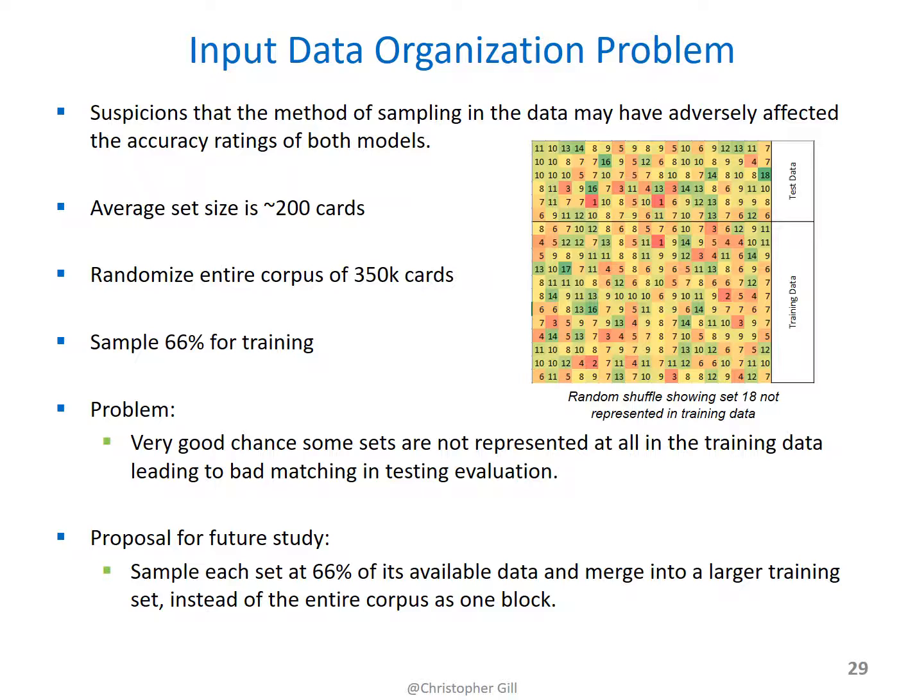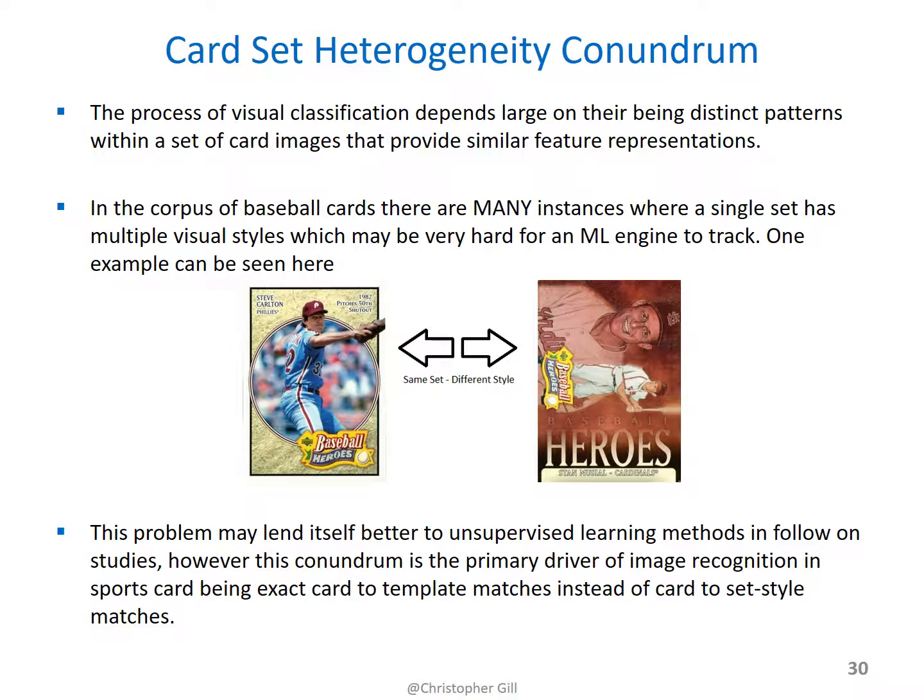For a future study, we would propose taking 66% of each set's data instead of 66% of the aggregate data. A more general takeaway is that looking at the images of various cards within the corpus, we can see that within a given set, there are different visual styles of cards, making it very difficult for machine learning to understand that these different variations are part of the same set.